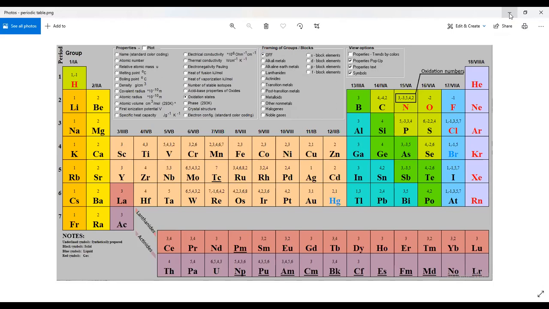And I'd like you to write in the chat box your answer for the oxidation state of the elements in the following compounds. Let me just check, class.